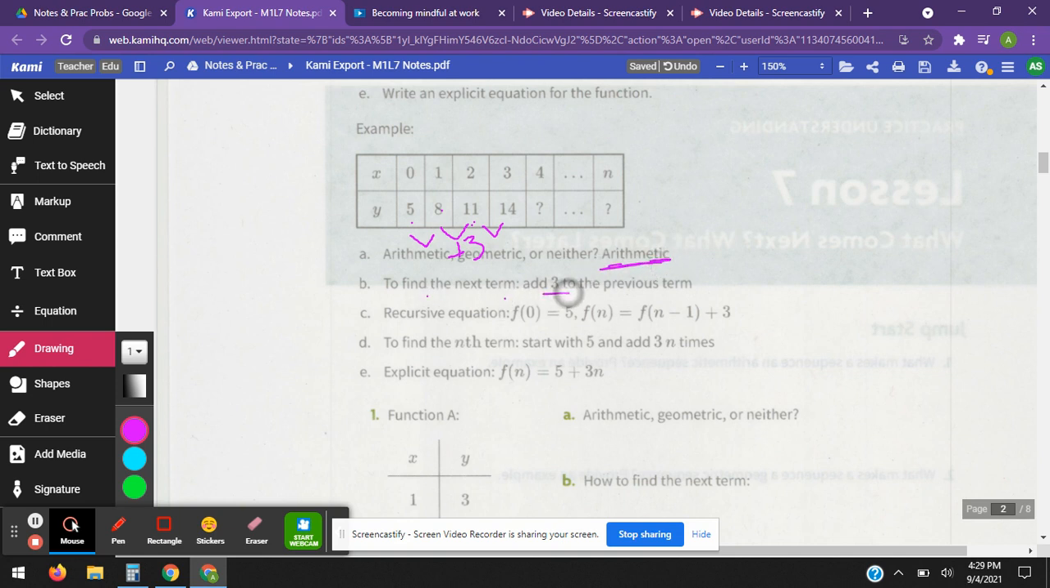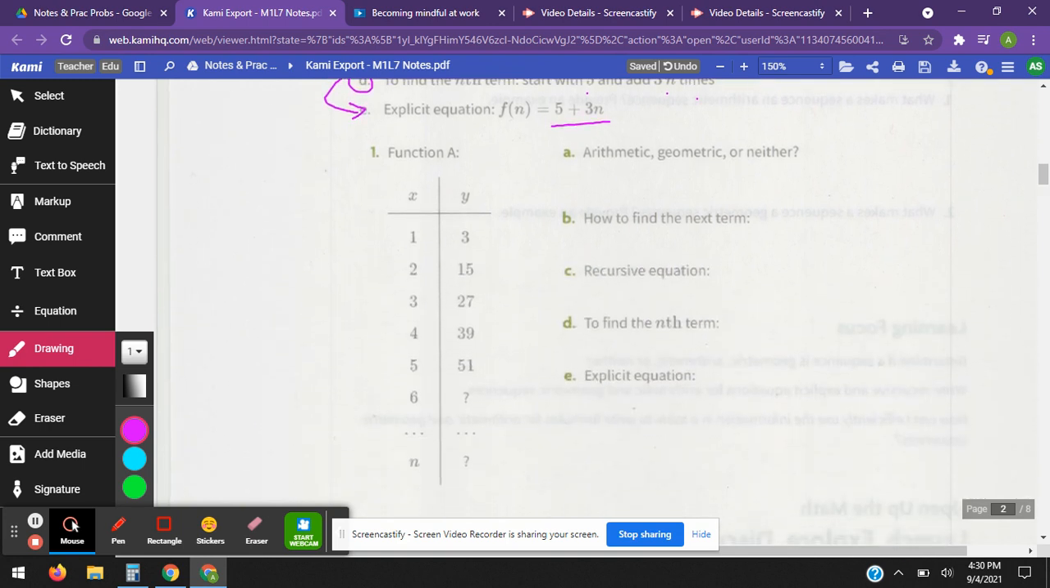To find the next term, we're going to add 3 to the previous. Here's our recursive. They're actually writing it out this way instead of with the brackets on here since it's a line. To find the nth term, we're going to start with 5 and add 3, n times. And that's how we write it as an explicit equation. So these are just the word form of this one and the word form of this one. Okay, so which is it? Describe the recursive, describe the explicit. Okay, so let's try our first one.